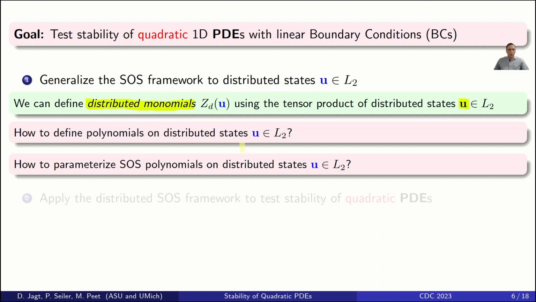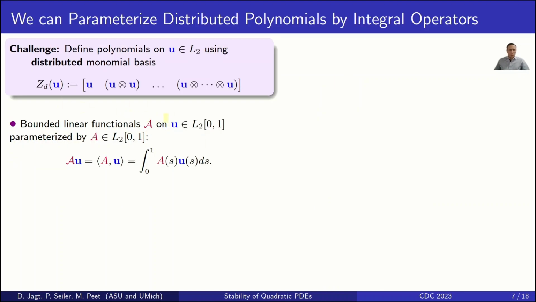Now, the next thing we want to do, of course, is to actually define polynomials using this distributed monomial basis. And for this, consider first just our degree 1 monomial, the vector u itself. Now we note that this degree 1 monomial is a square integrable function, and therefore any bounded linear function on this vector u can be given as the inner product of the vector with another square integrable function a. And we can represent this operation as an integral operator with kernel a acting on the vector u.